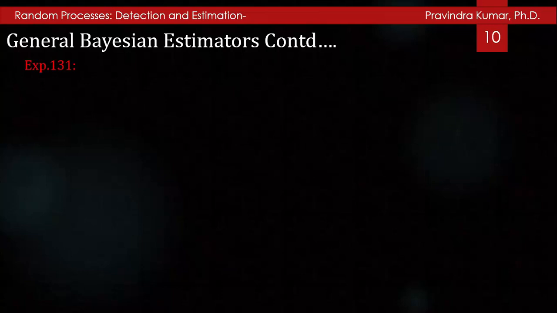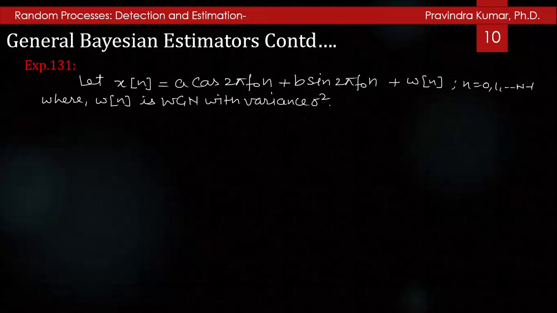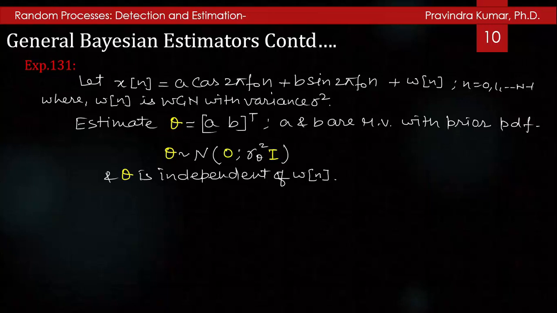Now let us take one example. Let x[n] be equal to a cos 2πf0n plus b sin 2πf0n plus ω[n], where n is from 0 to N minus 1 and ω[n] is white Gaussian noise with variance σ². Then estimate θ, the transpose of a and b, where a and b are random variables with the prior PDF of θ being a normal process with mean 0 and variance σθ² times I, the identity matrix. This is the covariance matrix, and θ is independent of ω[n].